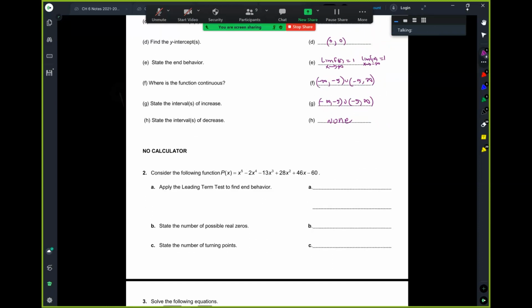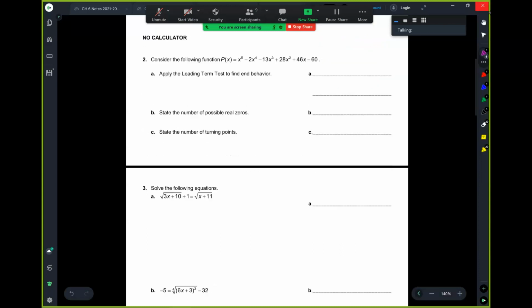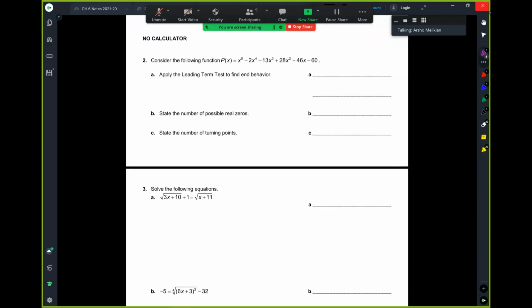All right. Next one. The ones that follow, you should be able to do without a calculator. And for the rest of the chapter too, on the test, for example, you should be able to do it without a calculator.